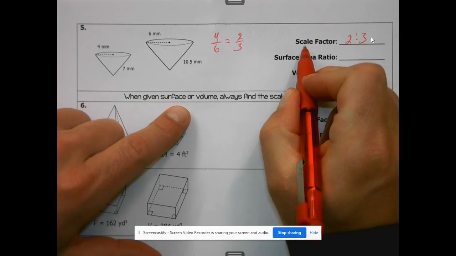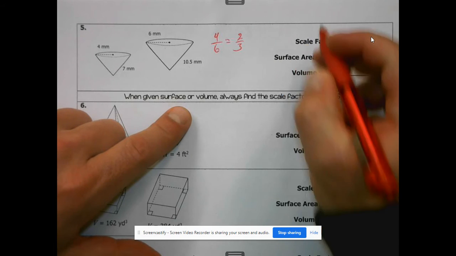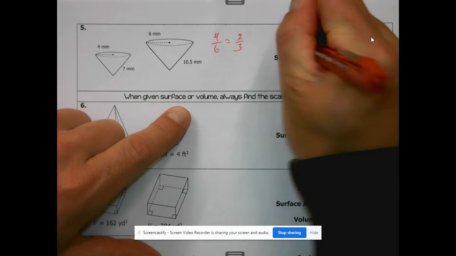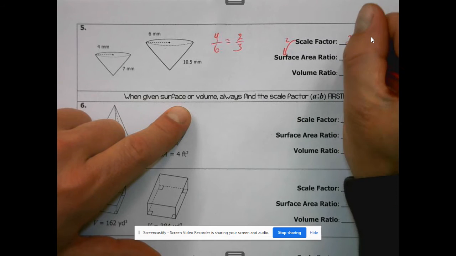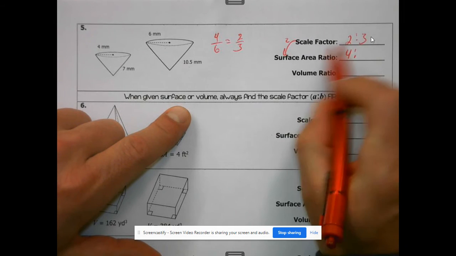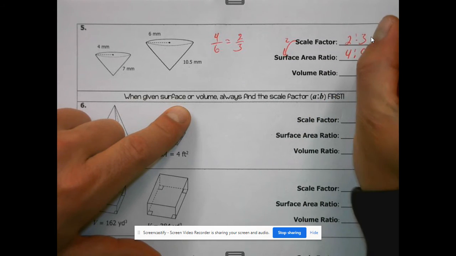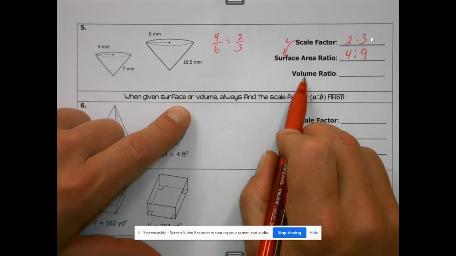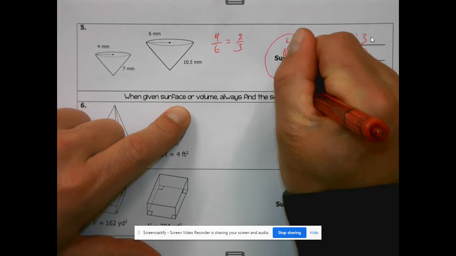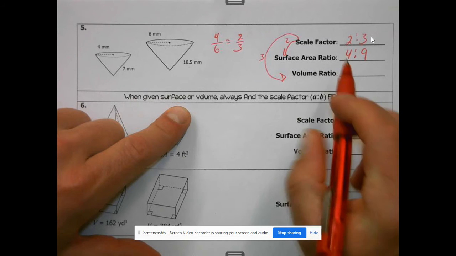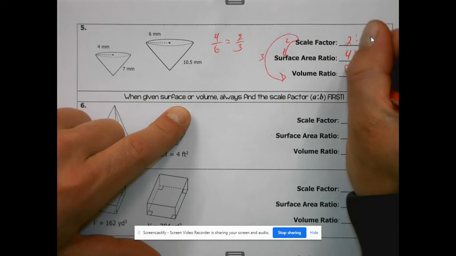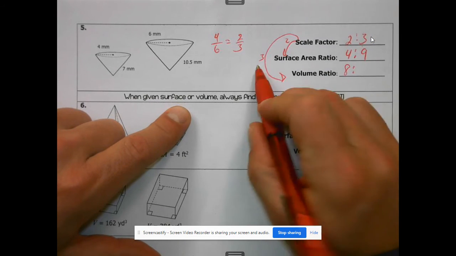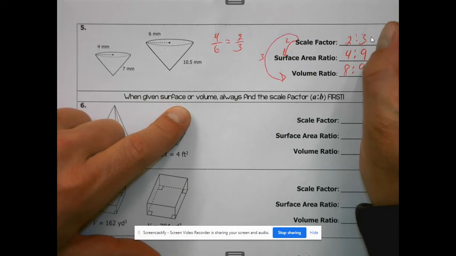To get from scale factor to surface area, we have to square, remember? 2 squared is 4. 3 squared is 9. To get volume ratio, we have to cube. 2 cubed is 8. 3 cubed is 3 times 3 times 3, 27.